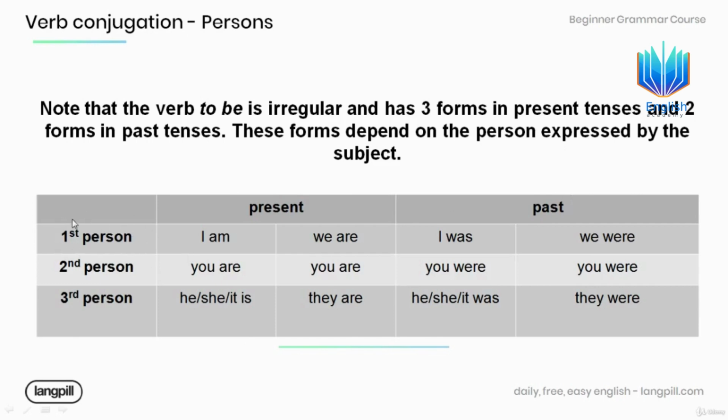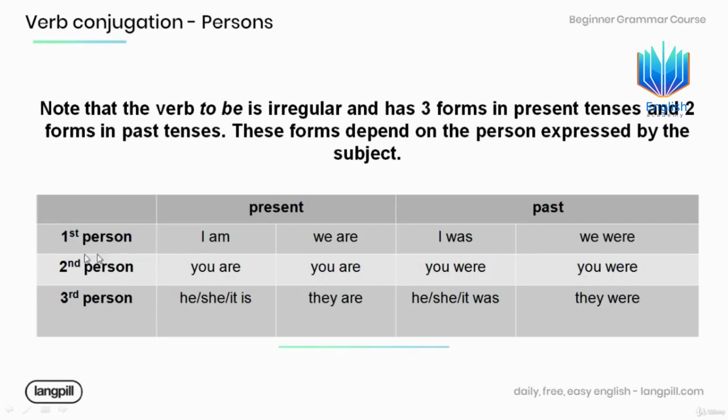When the subject is in the first person and we are using the present tense, we say I am or we are. In the second person, you are, you are. And the third person, he, she, it, is, or they are.